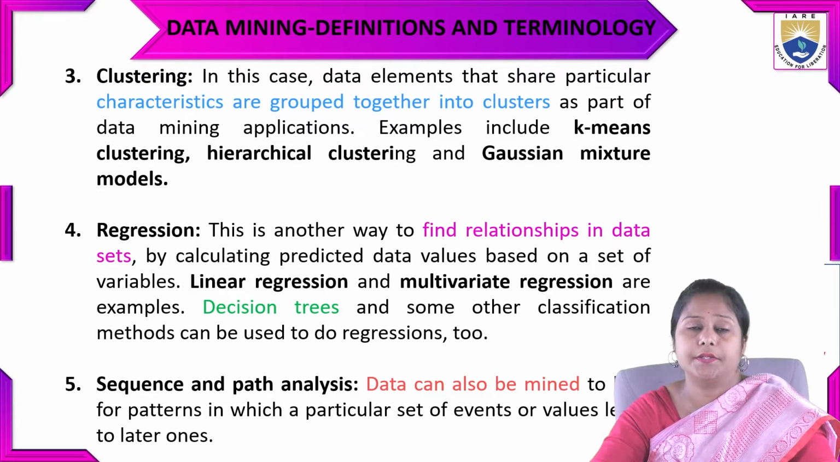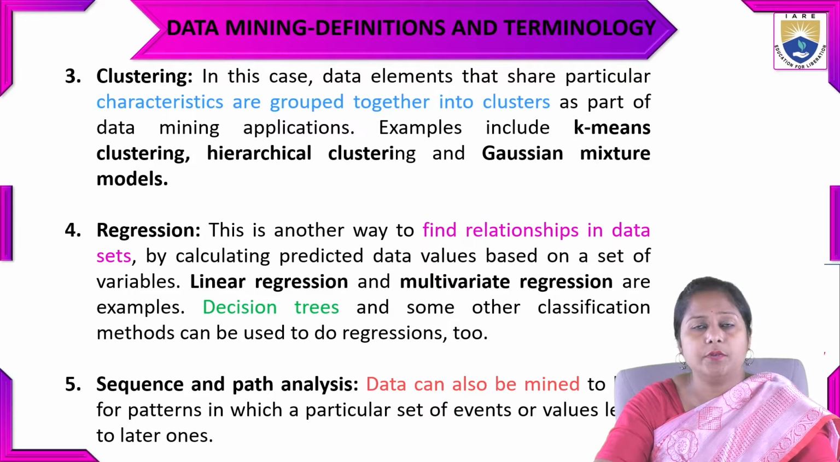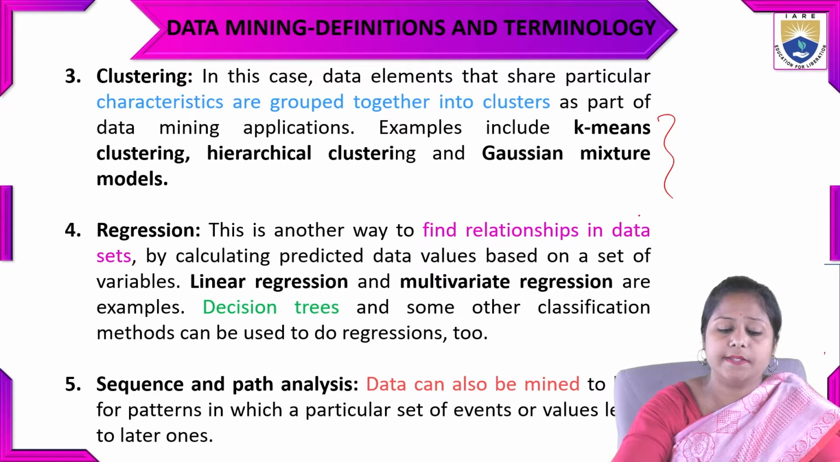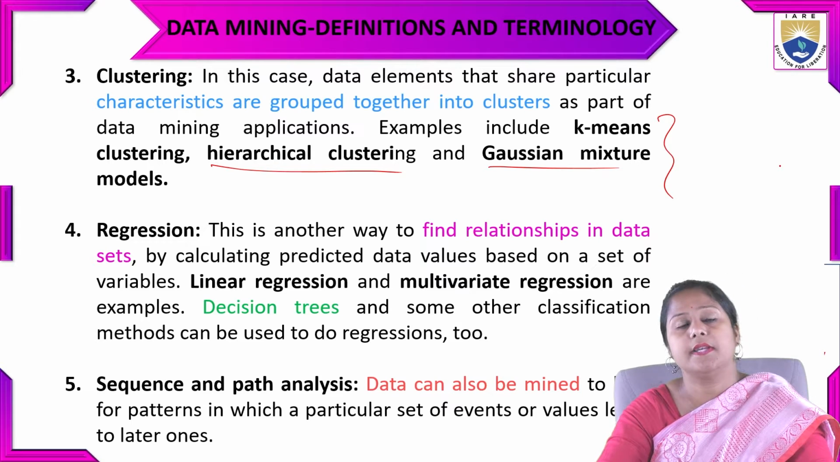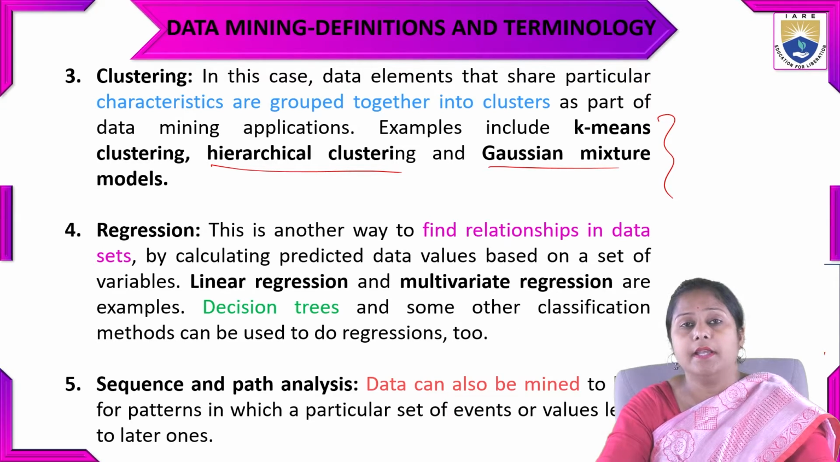Third method is clustering. In the clustering method, data elements that share particular characteristics are grouped together into clusters as a part of data mining applications. Examples include k-means clustering, hierarchical clustering, and Gaussian mixture models. On the basis of similarity of particular attributes, they will make a cluster, and on the basis of that, it can be divided into one or more clusters. So that is the clustering technique of data mining.